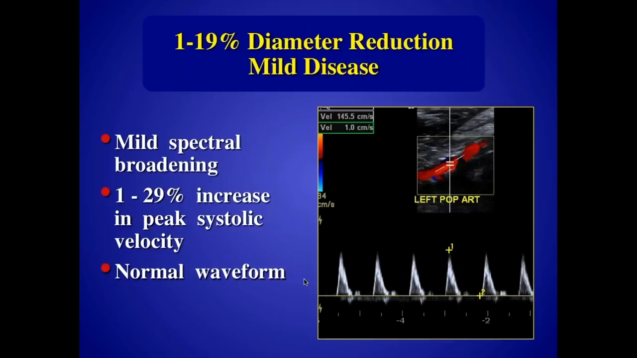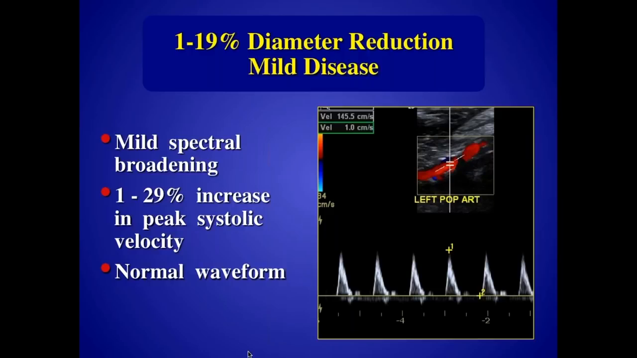So as we go through some cases, the way I want you to analyze the pictures that we have is to think about whether the waveform is normal. Is it triphasic? What is the peak systolic velocity? And do you have a clear spectral window? Here we have a normal waveform that was obtained from the superficial femoral artery. Peak systolic velocity is about 80 centimeters per second, normal triphasic waveform.